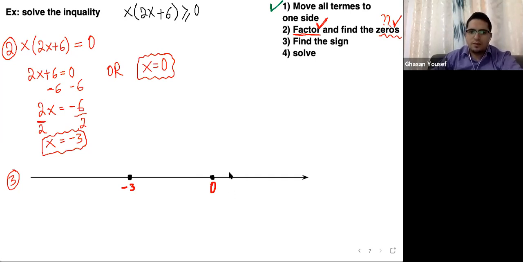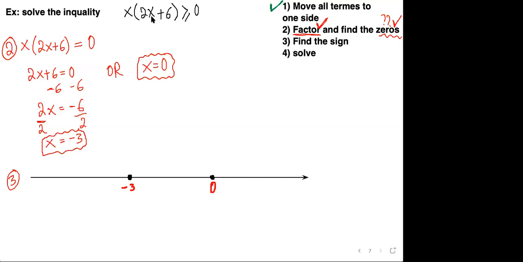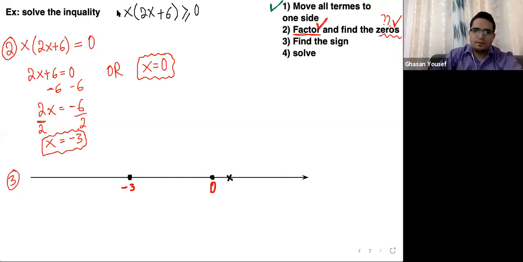Now, pick any number greater than 0 and plug it inside the equation x times 2x plus 6, and find the sign. Which one? 1. So I'm going to pick the 1. Number 1. Plug the 1 inside the equation, this one.